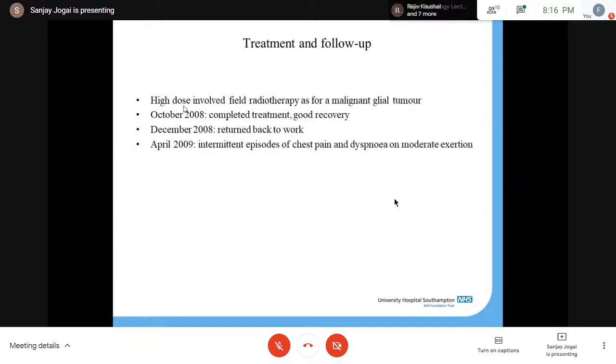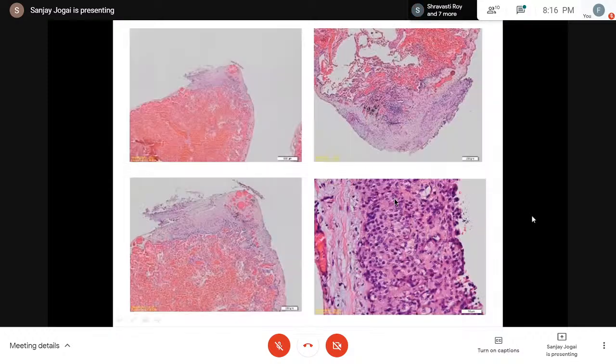So the patient received high dose involved field radiotherapy, as he would receive for a malignant glial tumor. In 2008 he made a complete recovery, good recovery, and returned back to work. In April 2009, he started to have episodes of chest pain and dyspnea on moderate exertion. Now, what they did was, they found on imaging some pleural based nodules. So this is a low power to just show you how limited it was. There was nothing going on inside the lung. It was all pleurally based.